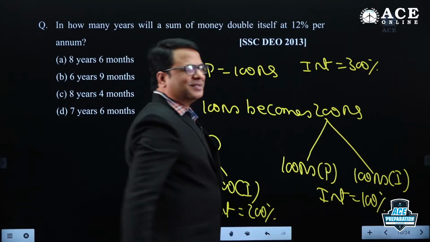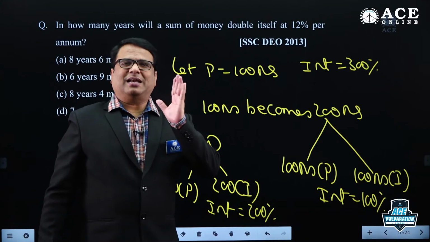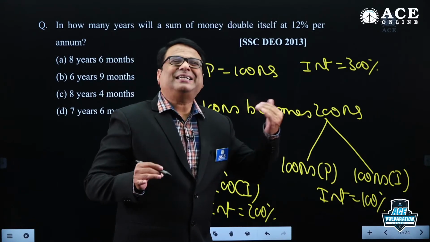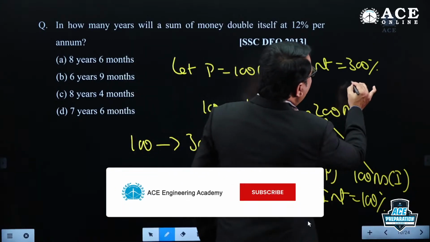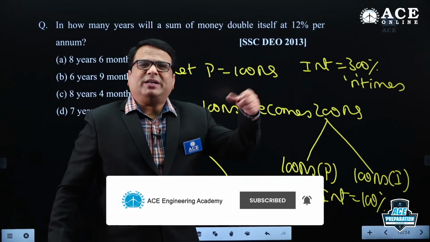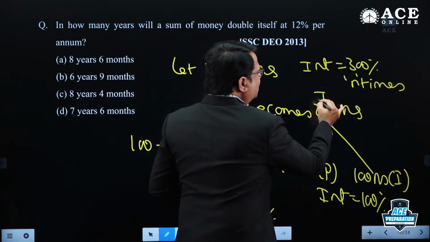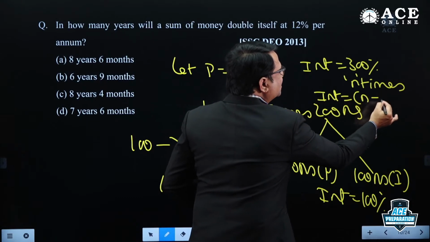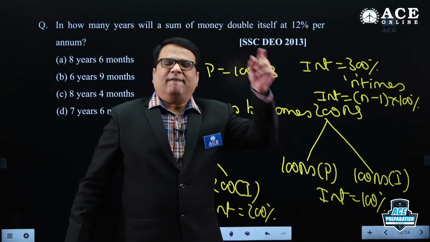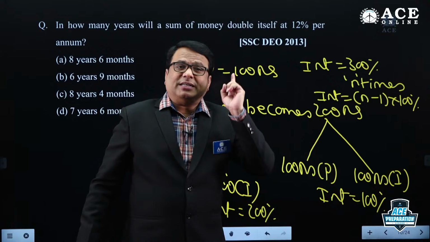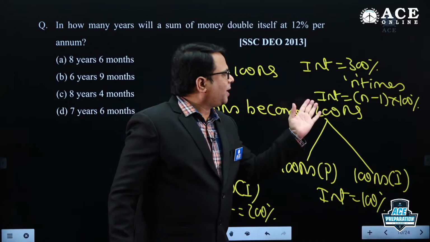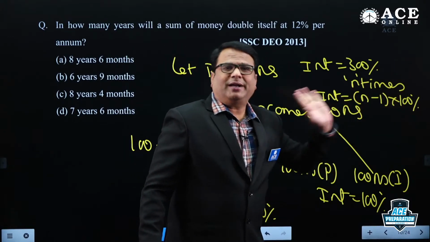Okay, now I generalize this. When a money becomes n times of itself, then interest is how much? n minus 1 into 100%. This is the generalization. Whenever a money becomes n times of itself, total interest in percentage will be n minus 1 into 100%.